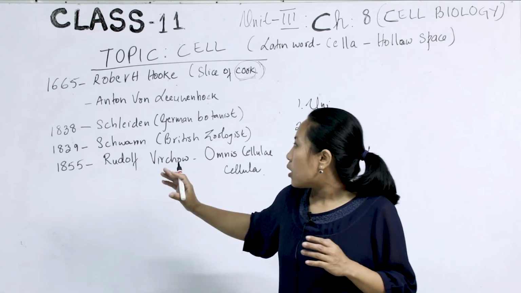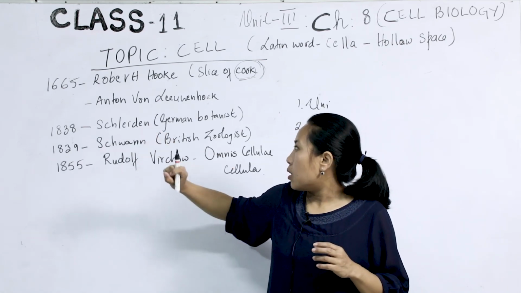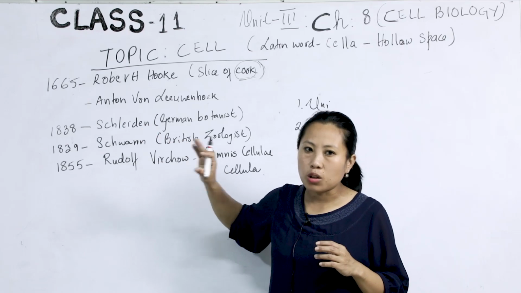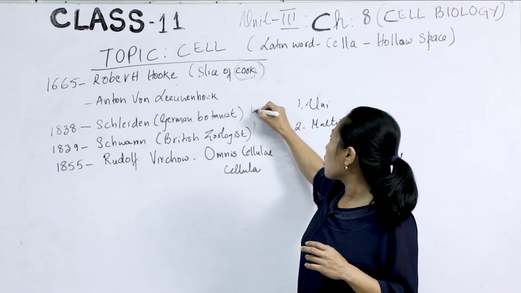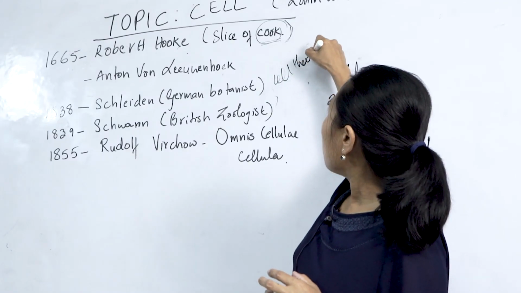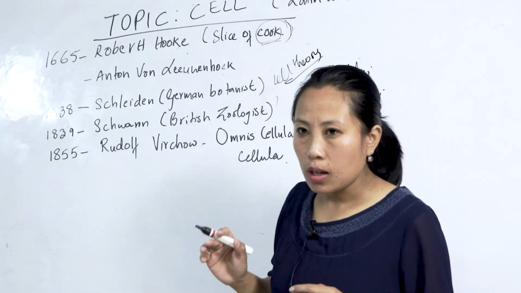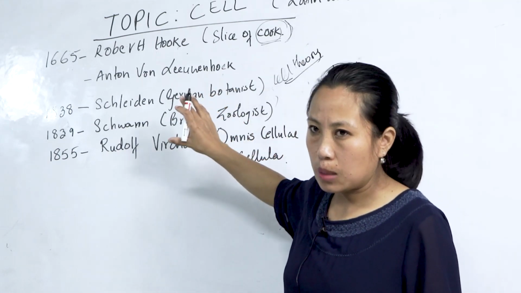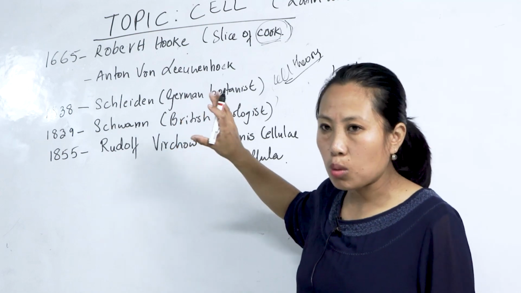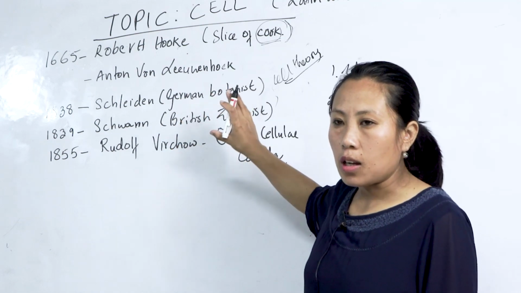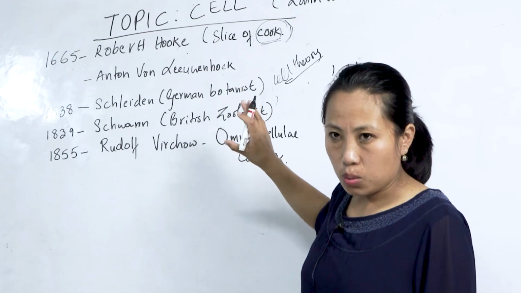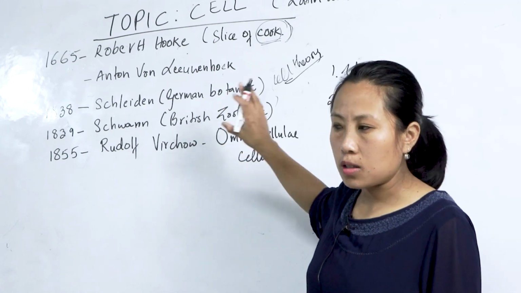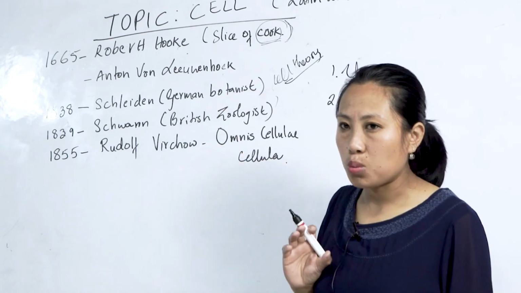These two scientists, Schleiden and Schwann, proposed the cell theory. But their cell theory was not accepted by many because it could not explain how new cells were formed.